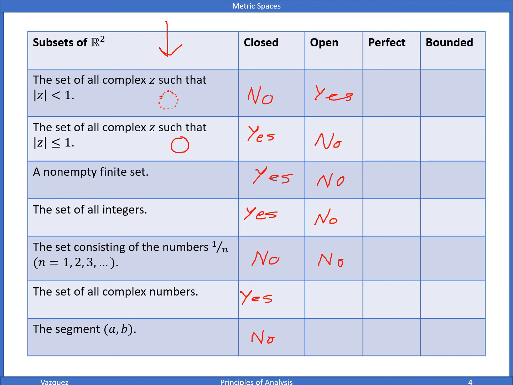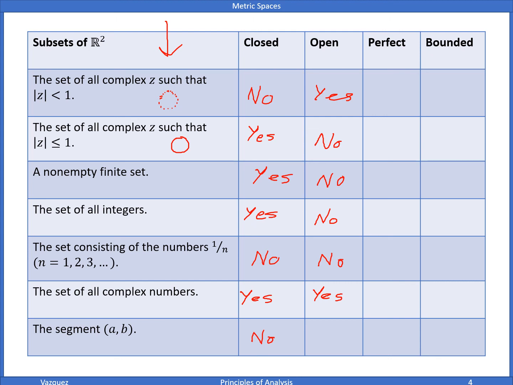What about the set of all complex numbers? This one is actually closed and open. And here's probably the tricky one, the segment AB. This one is open. The answer is actually, we're going to leave it blank.